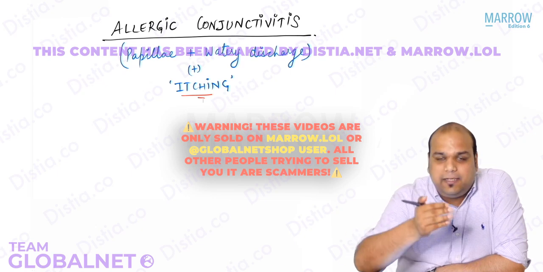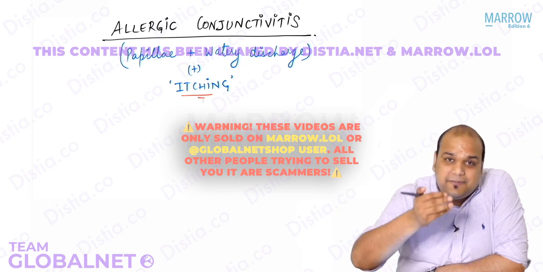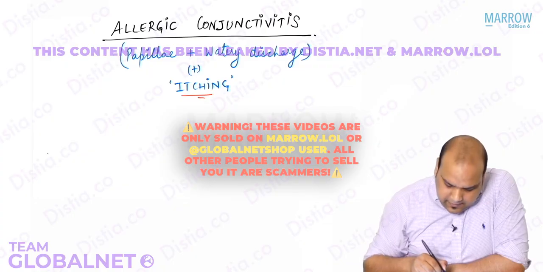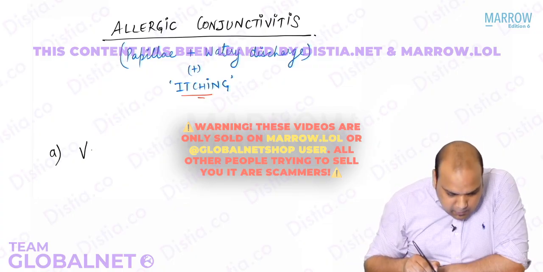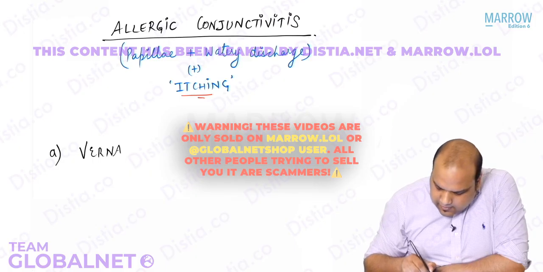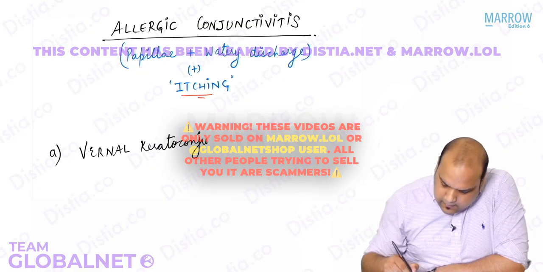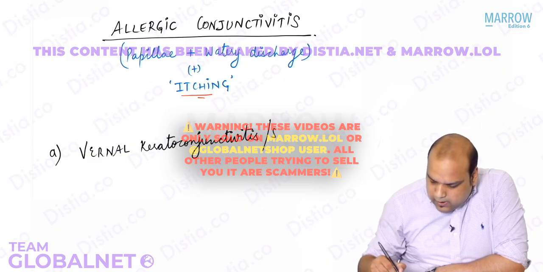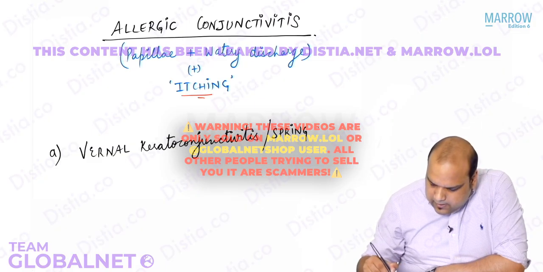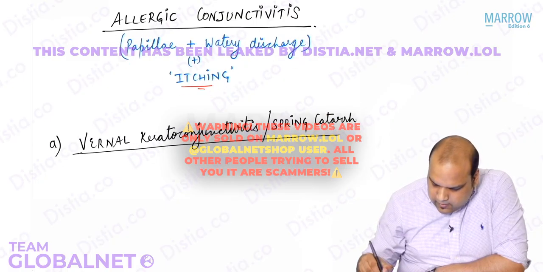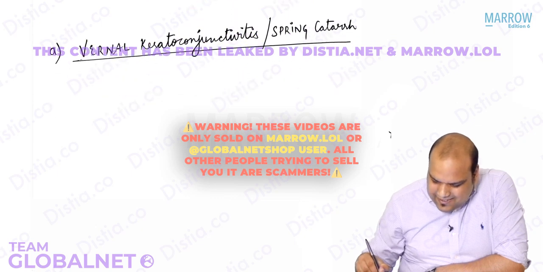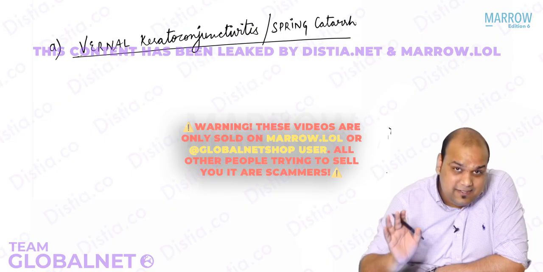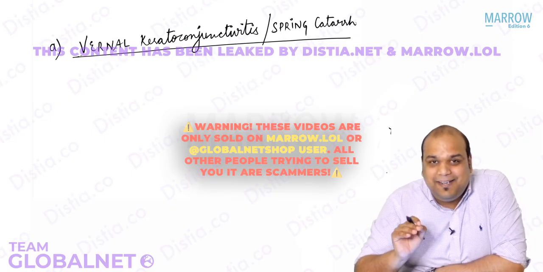Now, just like all the other types of conjunctivitis that we have studied, there are various ways in which allergic conjunctivitis can present. The first type we will be discussing here is a very important condition known as vernal keratoconjunctivitis, which is also popularly known as spring catarrh. Please note, it is not a venereal disease. We have not written venereal keratoconjunctivitis. It's a very small difference, but please remember it's not an STD, everybody.